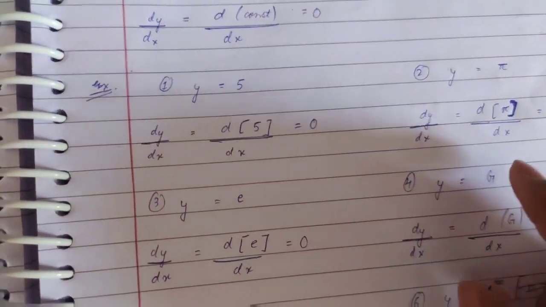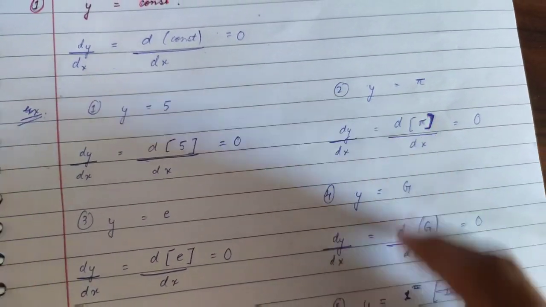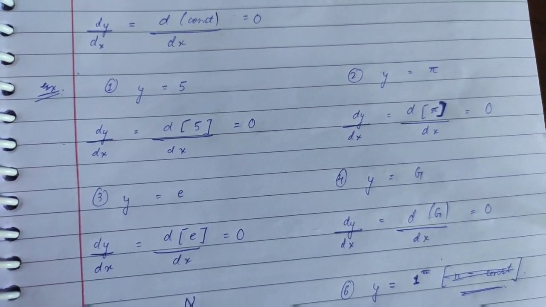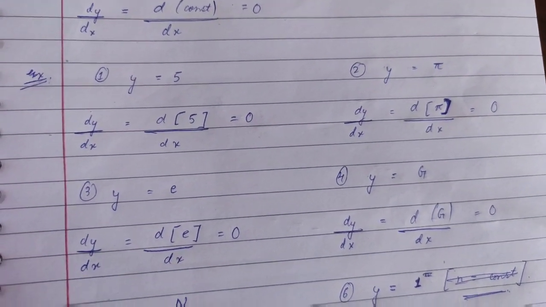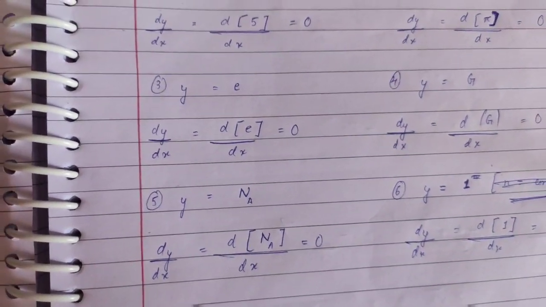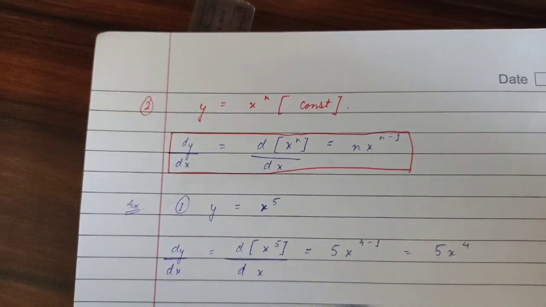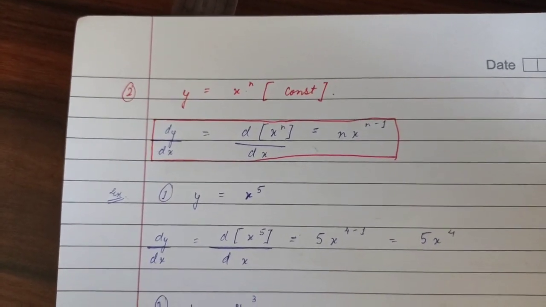Okay, similarly let us see one more example, y equals pi, so dy upon dx equals d bracket pi upon dx is equal to 0. Similarly for all other values, when y is equal to a constant. Next equation is y equals x to the power n.